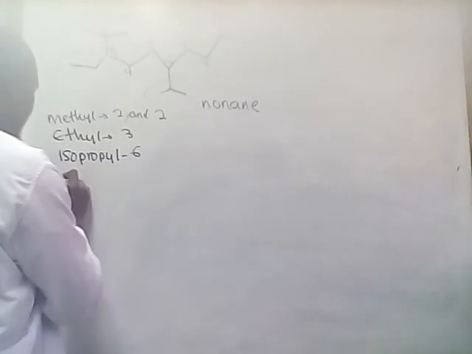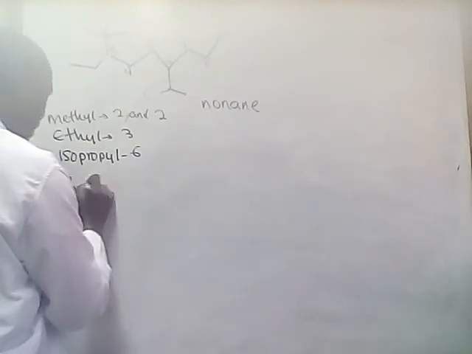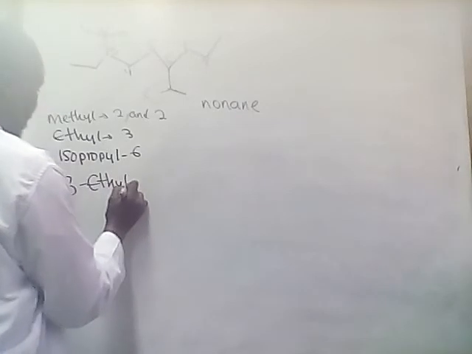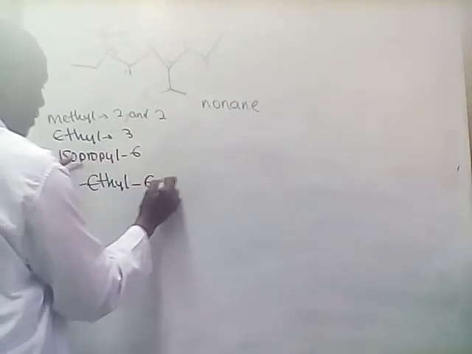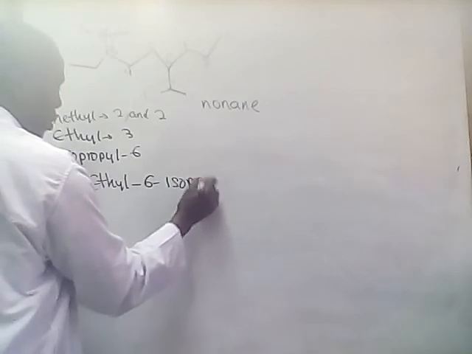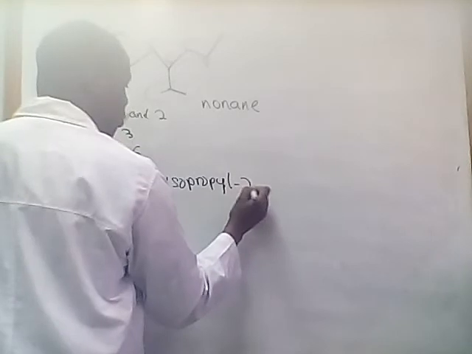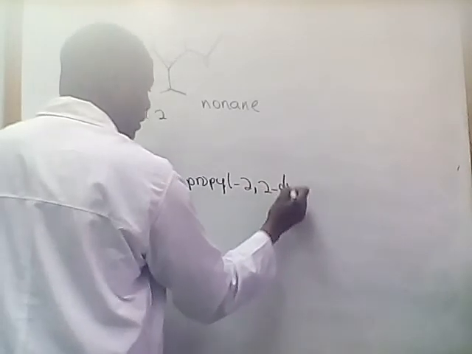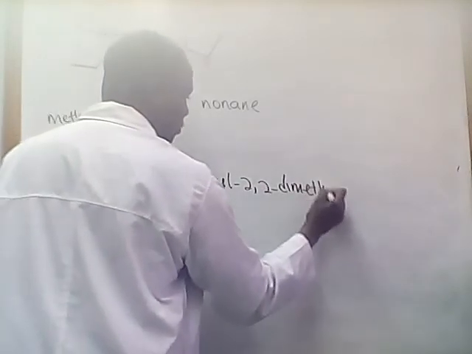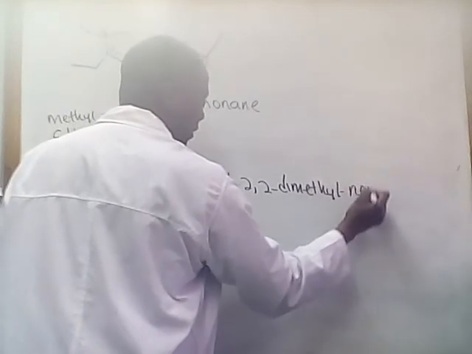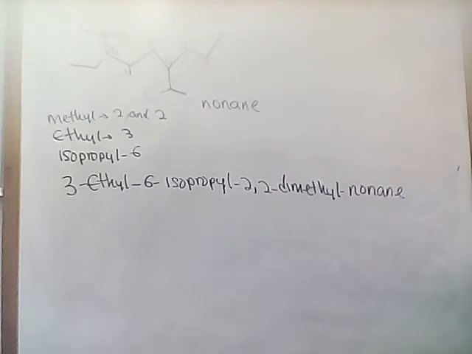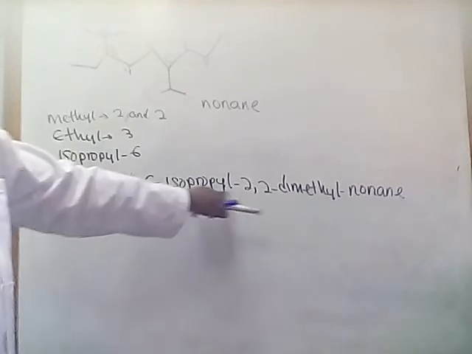So I will put a number 3, ethyl, and then I put dash 6, isopropyl, and then I put 2,2 dimethyl, and then I put the one nonene. Have you seen that? So that will be the name of the structure: 3 ethyl, 6 isopropyl, 2,2 dimethyl nonene.